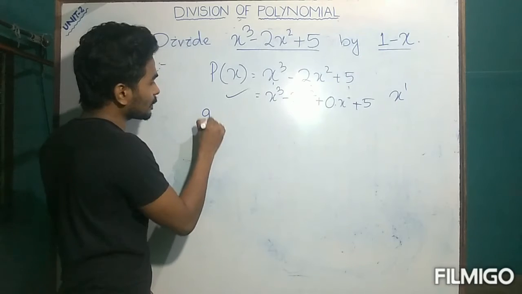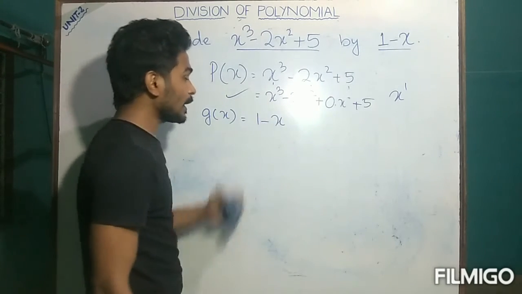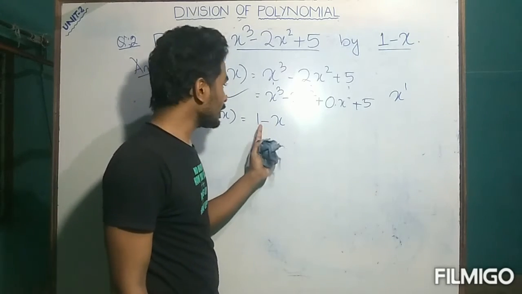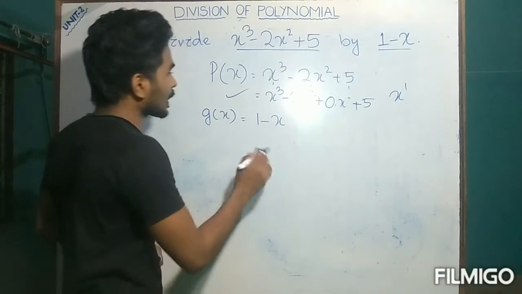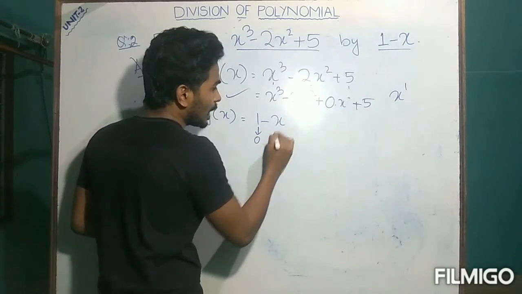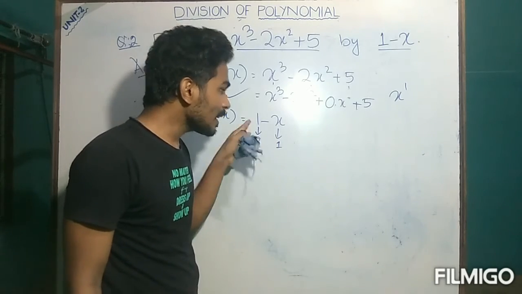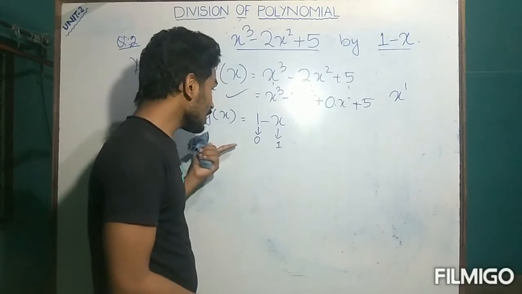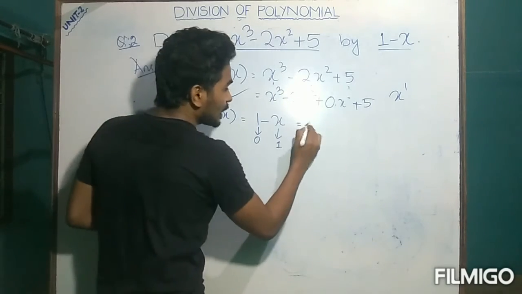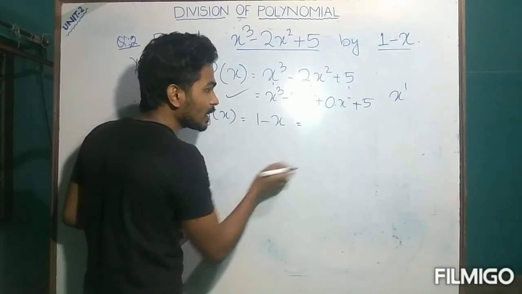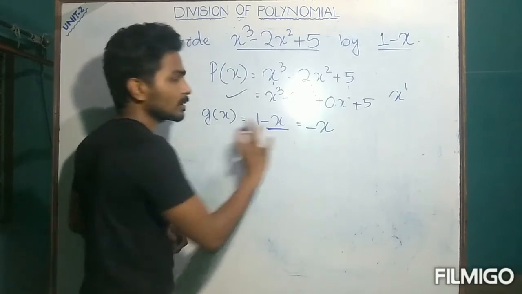Now coming to the divisor part, that is g of x. G of x will be 1 minus x. We have to also verify whether all the terms are arranged in proper order or not. Okay. So see, it has degree 0 and it has degree 1. So the terms are not arranged in the decreasing order of their degree. They are arranged in the increasing order of their degree. So we have to arrange them in the decreasing order. How? We have to write first the highest power. Which term has the highest power? This term has the highest power. So write minus x.